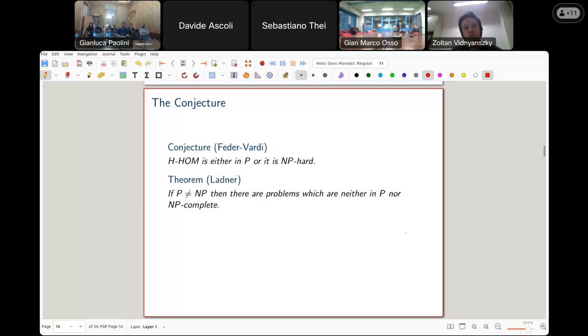And actually I have to mention this, that this is already an informative conjecture. If you only prove this without anything, that already says something, because Ladner constructed problems, which are obviously not homomorphism problems, which are intermediate. So if P is not NP, they are not easy and not super hard either. So there are problems like that, and Feder and Vardi conjectured that there are no such examples in the case of homomorphism problems, with which we are dealing.